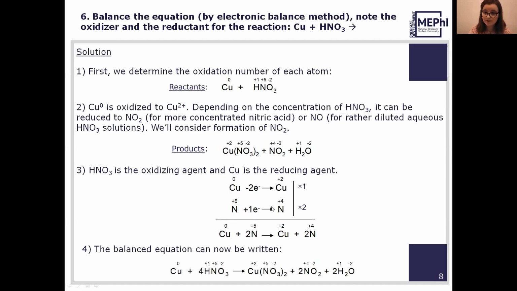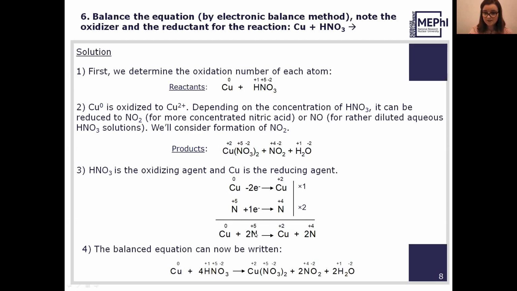We have to cancel the electrons when we add the first line to the second line, so we have to multiply the second line by 2. And this is what we get in the end. These coefficients will help us to balance the final reaction equation. So we can see that the coefficient between copper is 1 and is 1 here. So we just do not write anything in front of copper and copper nitrate.